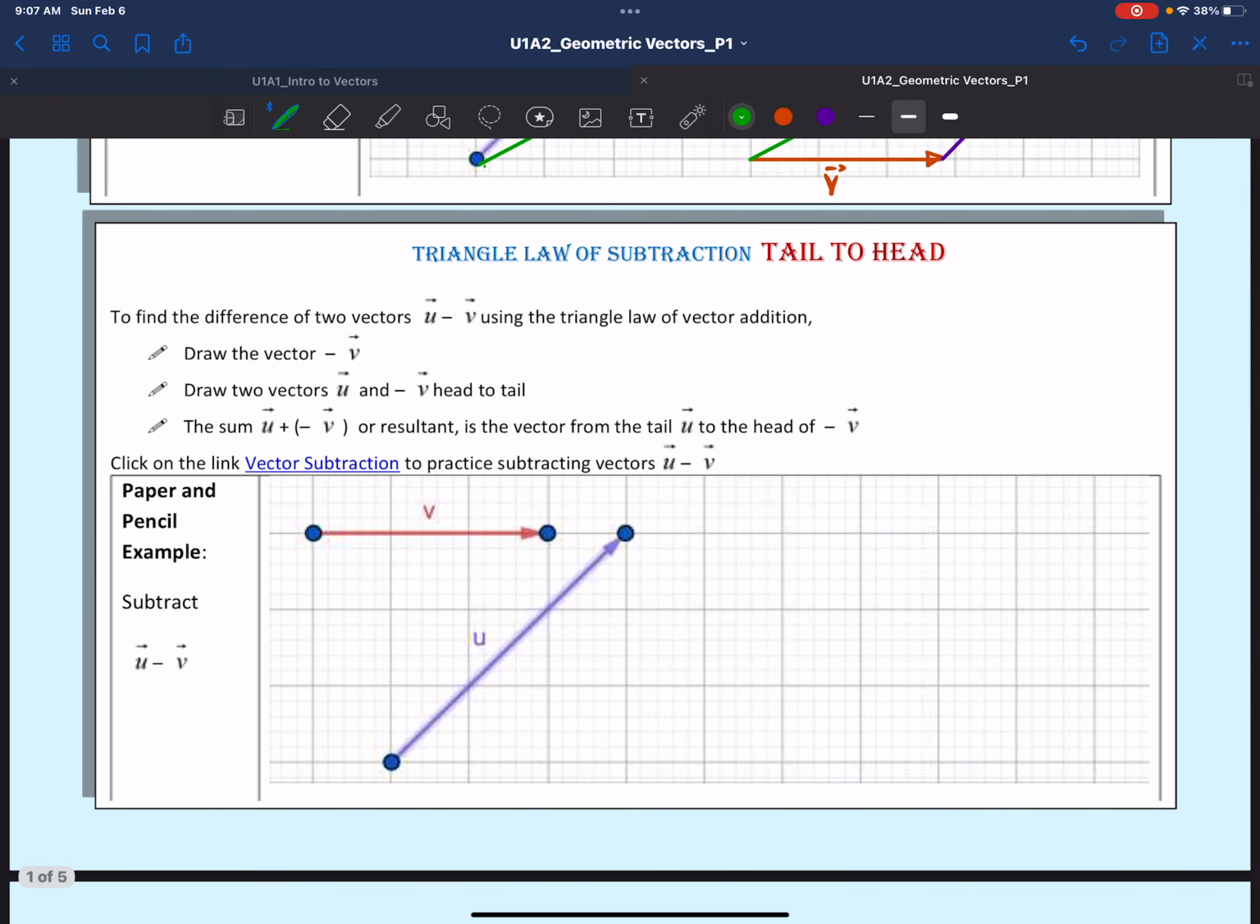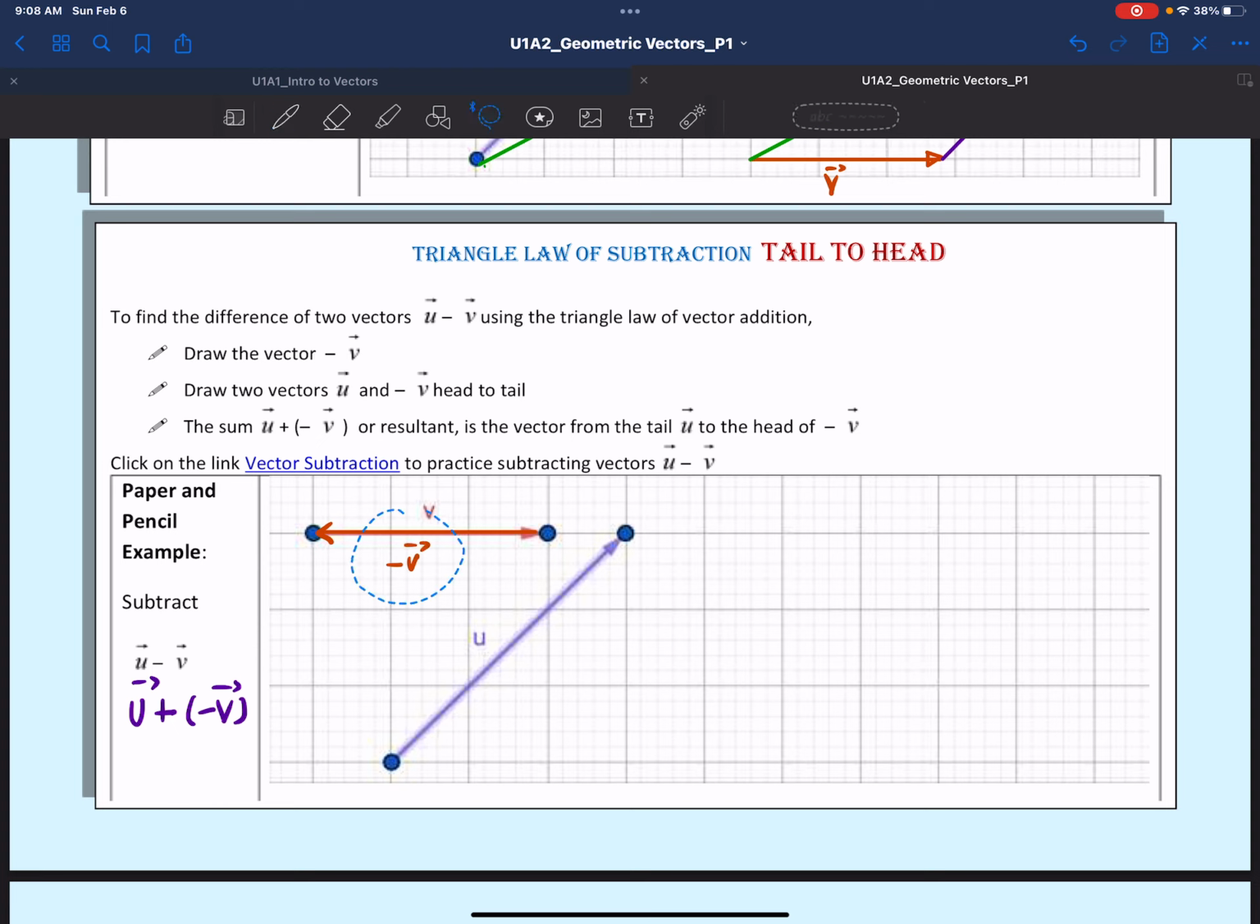Now, in a similar way, we're going to learn or practice how to subtract two vectors. There is only one little extra step that we need to follow here. So if we are finding the difference u minus v, we want to do this as the sum u plus negative v. So therefore, we're going to start off by drawing the vector negative v first. So if this is vector v, vector negative v will be the exact same but pointing in the opposite direction. So let me draw this here. This would be vector negative v.